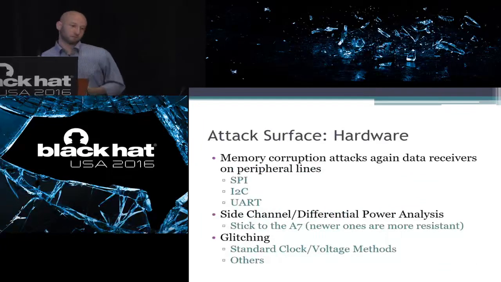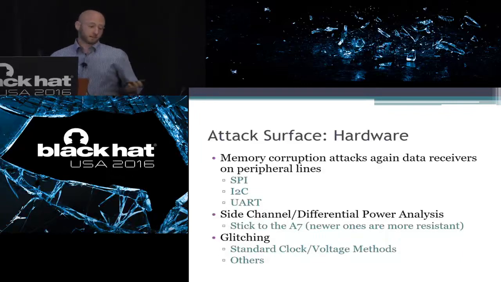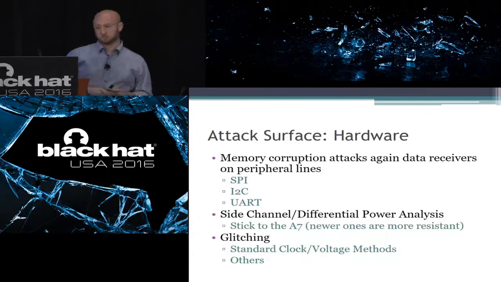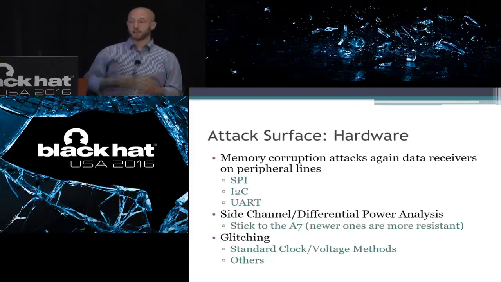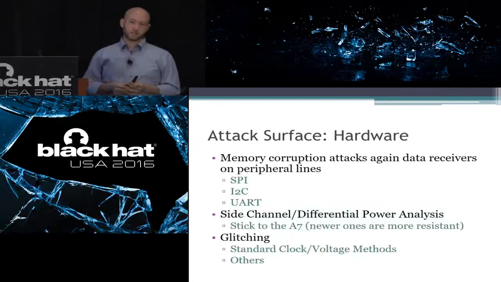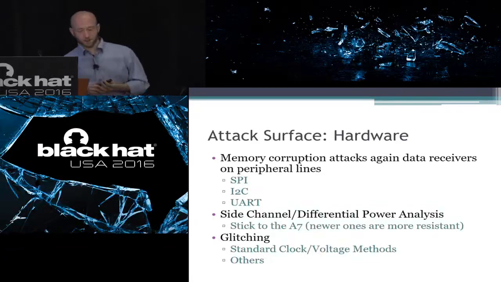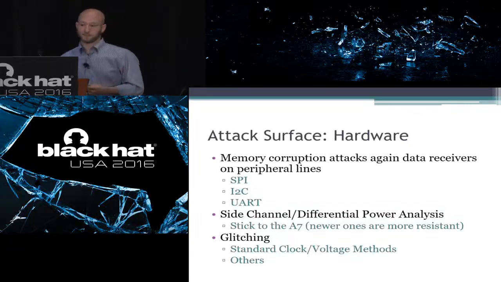There are a few ways in. One, you have all of these peripheral lines going to off-SoC chips. So SPI, I2C, UART, those all have receivers that could potentially be exploited, not only in BootROM, but also in the SEPOS itself. You could do standard side channel and differential power analysis if you have your keys. My recommendation, if you're going to try that, stick to the A7. The newer ones seem to be stronger against those.